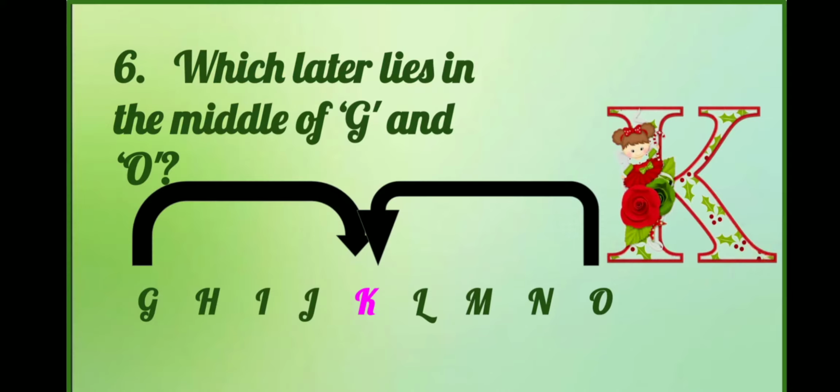Now the next one: which letter lies in the middle of G and O? Here we don't write letters from A to Z, we write only from G to O. And we will find that K will come in the middle of both letters G and O. You can see from both sides. So the correct answer is K.